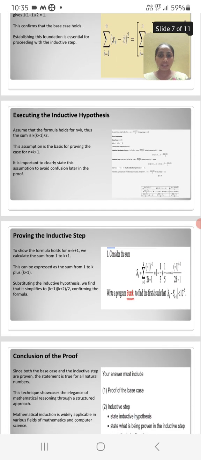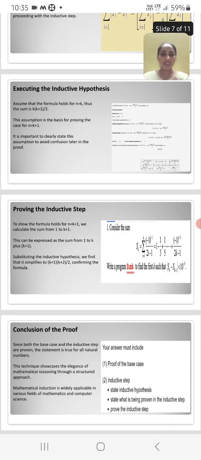And then executing the inductive hypothesis. Assume that the formula holds for n is equal to k, thus the sum is k into k plus 1 divided by 2. It is important to clearly state this assumption to avoid confusion later in the proof.